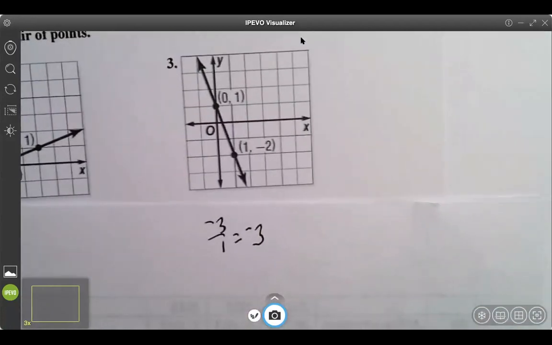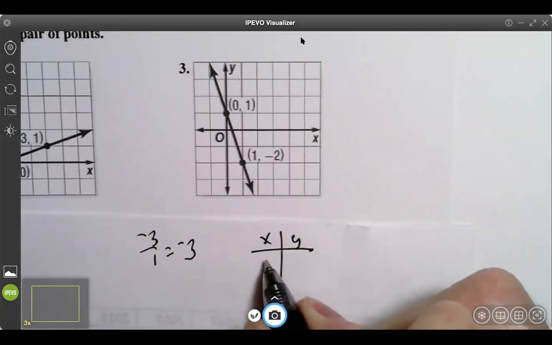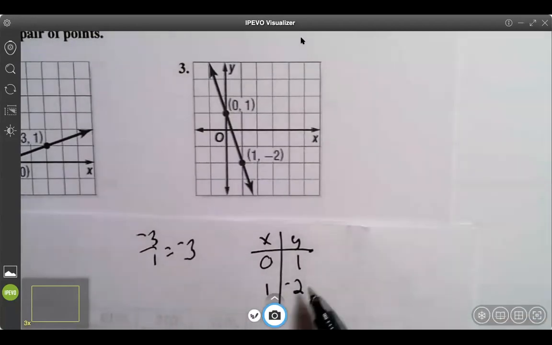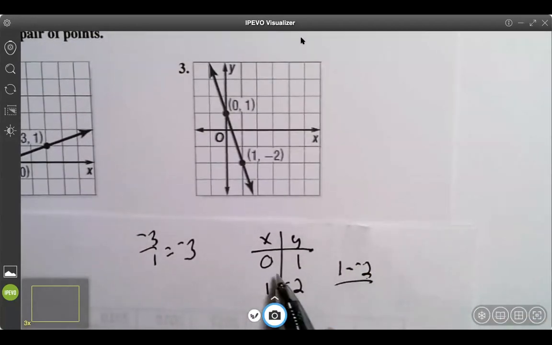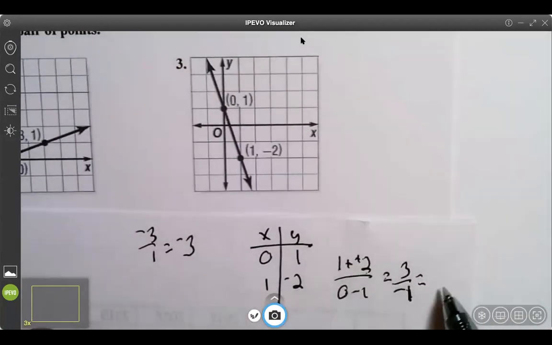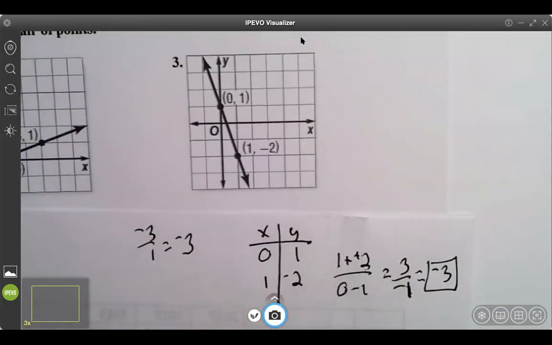And we also need to be able to look at a table that has coordinates in them and be able to do the difference in your y's, 1 minus -2, over the difference in your x's, 0 minus 1. Plus positive, I get 3 over -1, which gives me -3. Need to be able to find the slope of tables, graphs, and coordinates.